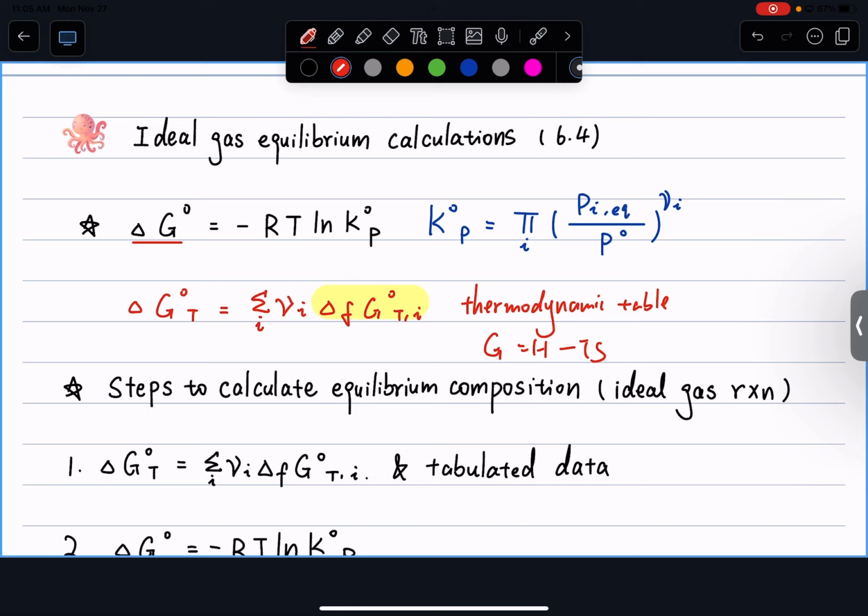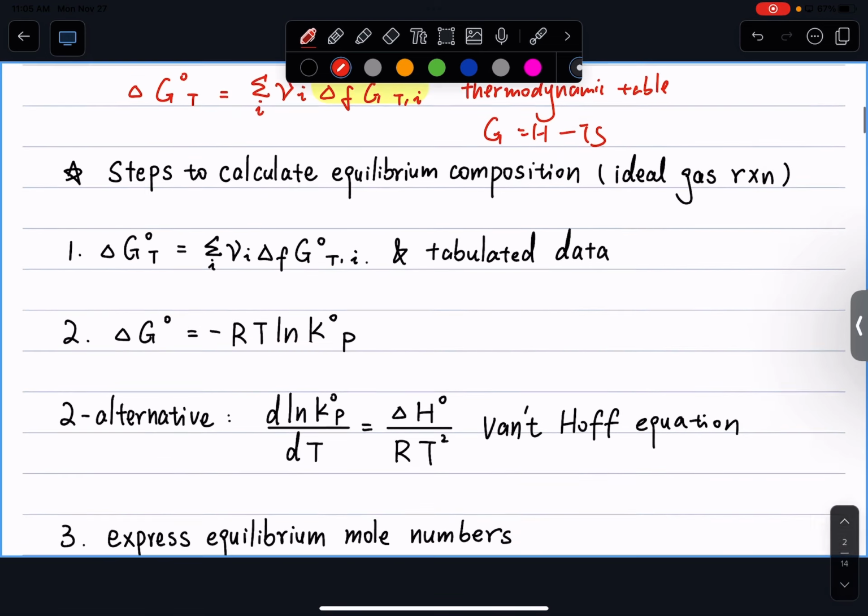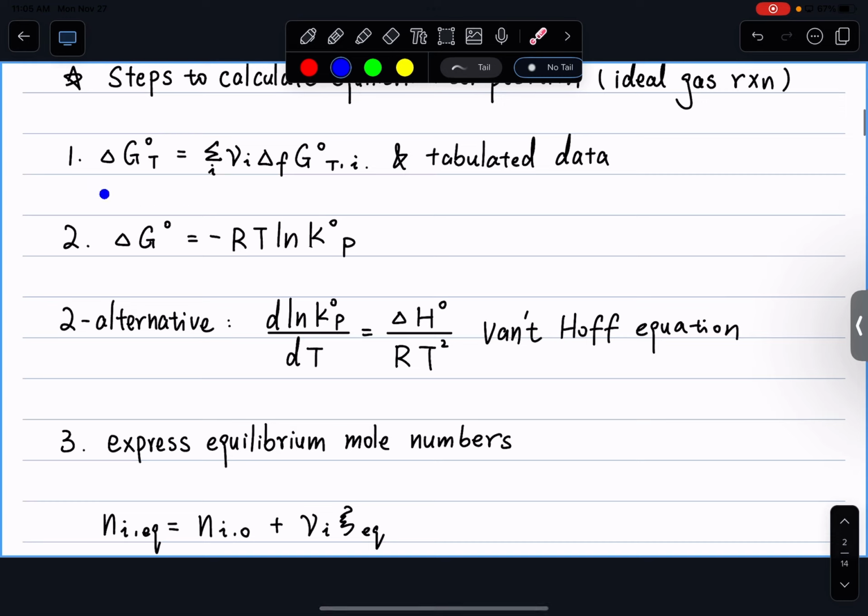How do we use them to calculate equilibrium composition for ideal gas reactions? Here are a few steps. We'll go over those steps first, and then we'll do some example problems together. The steps are the following. First, we calculate delta G naught, the Gibbs free energy of the reaction at a certain temperature, for the specific chemical species involved, using our thermodynamic table. Then you use delta G naught equals negative RT ln K naught P to solve for the equilibrium constant from the Gibbs free energy of the reaction.